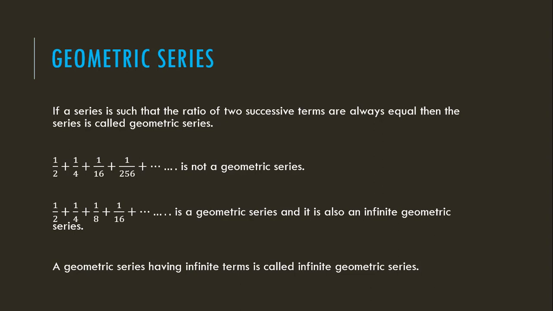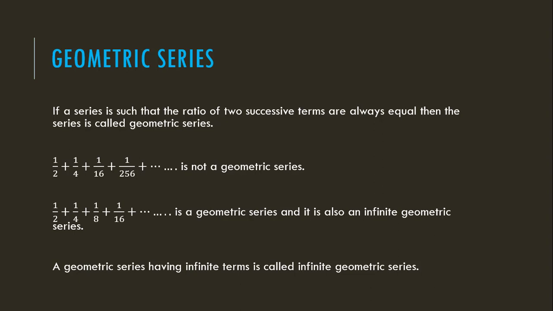Geometric series. If a series is such that the ratio of two successive terms is always equal, then the series is called a geometric series. In arithmetic series, we have seen that the difference between two consecutive terms is constant, and in the geometric series we can see that the ratio between two consecutive terms is constant or equal.